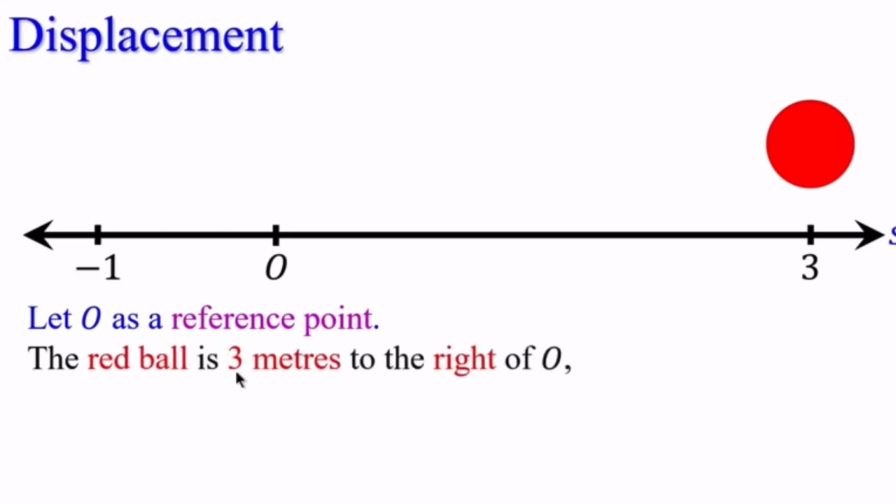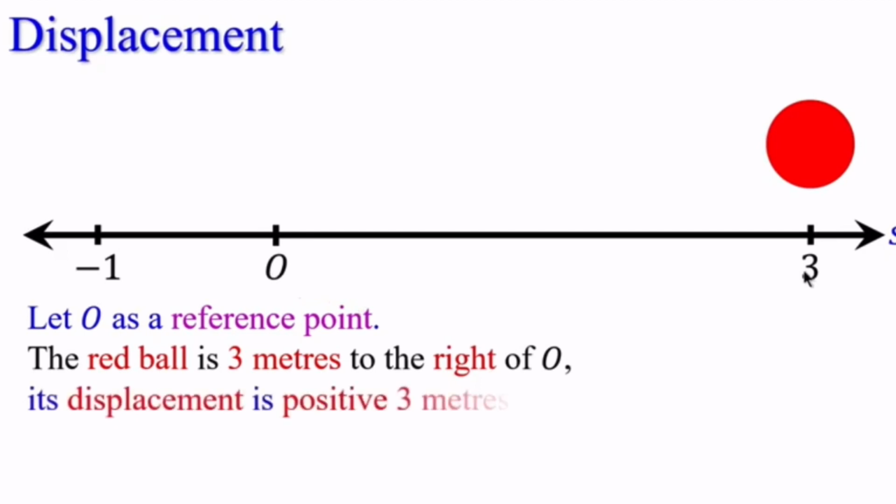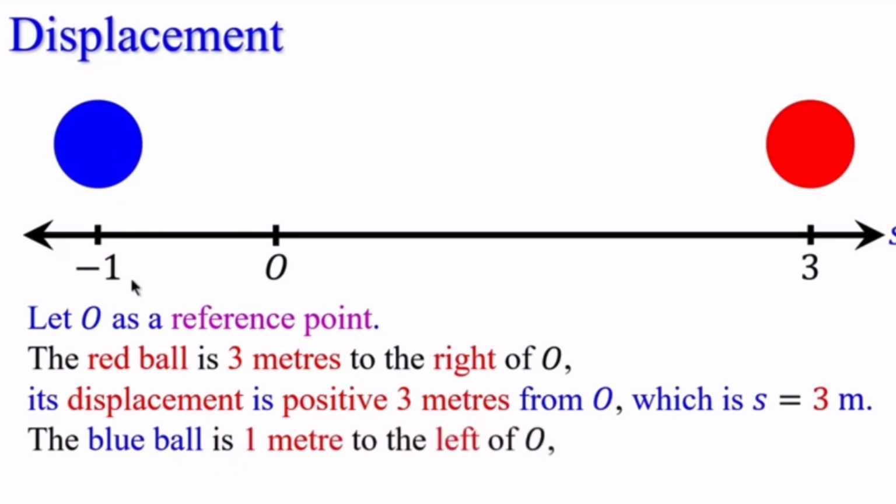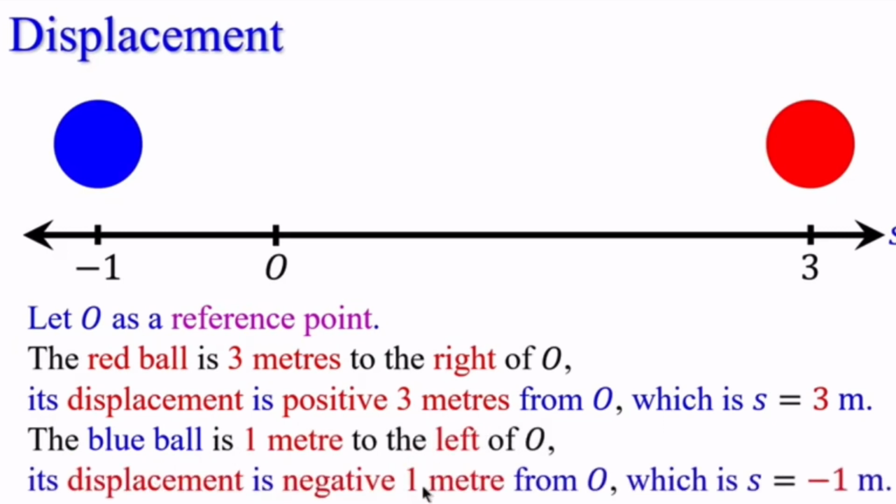What is displacement? Displacement refers to the reference point, which we call the fixed point. Let's say we measure the distance from fixed point O as 3 meters to the right. When we talk about direction, it becomes displacement. When we talk about magnitude, it's distance. The blue particle is displaced to the left, which is -1 meter, and the red particle is 3 meters to the right, which is positive 3 meters.